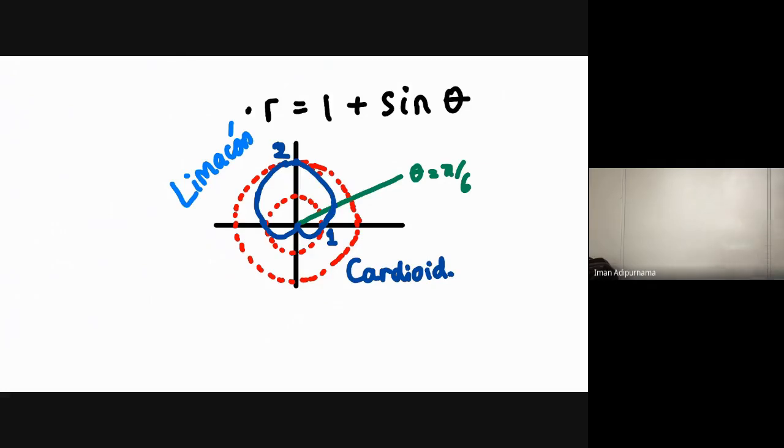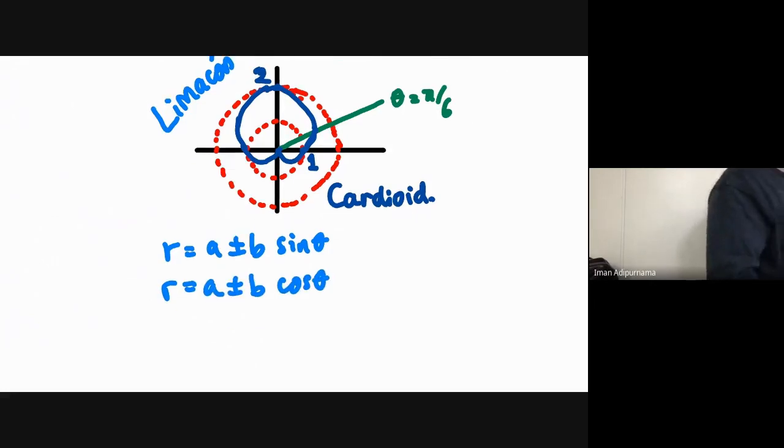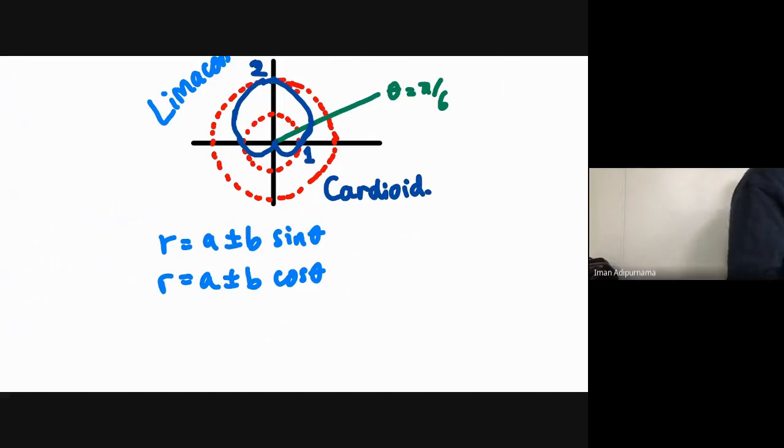So first is the cardioid, the limaçon. The general form is r equals A plus or minus B sine theta, or r equals A plus or minus B cosine theta. And the ratio A over B will determine how the shape looks. If A over B is 1, like this one, 1 plus sine, it will be a cardioid. If it is greater than 1 or less than 1, it will be different. Maybe later I will show you.